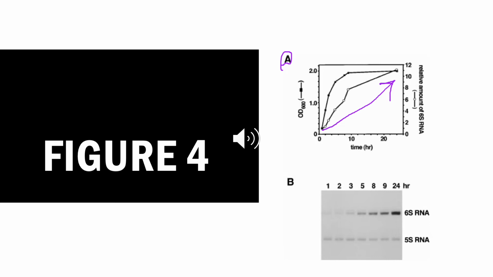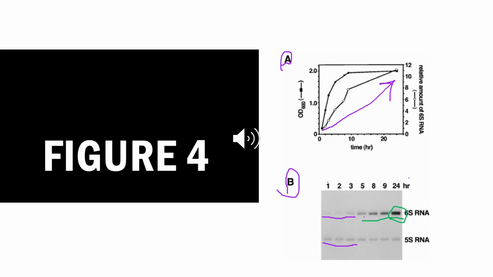Part B is just confirming that in a different way. So we're looking at the northern analysis here. We have 6S RNA and 5S RNA. What's interesting here is if you look at the purple underlines, both of them are really just trace amounts. There's even less 6S RNA than 5S RNA, but still, they're both pretty trace amounts at this point, between 0 to roughly 3 hours, which is fine.